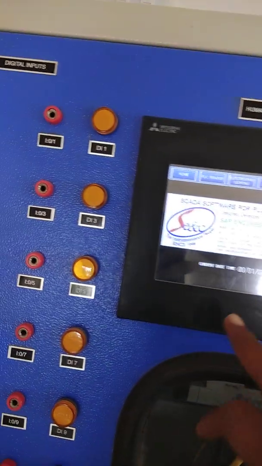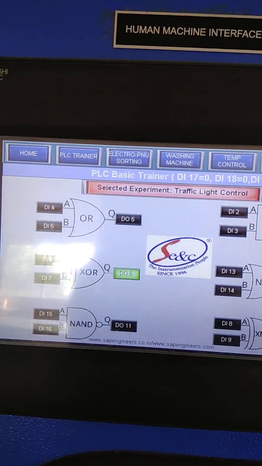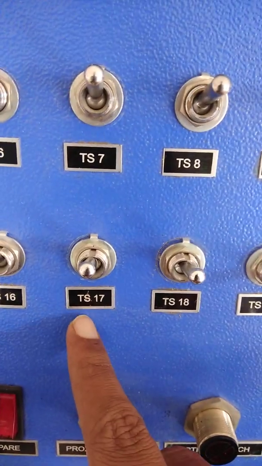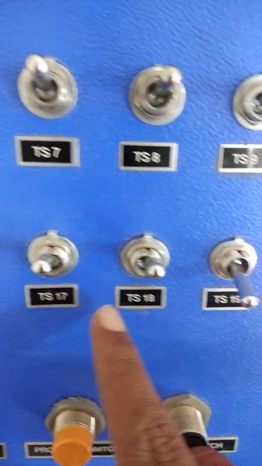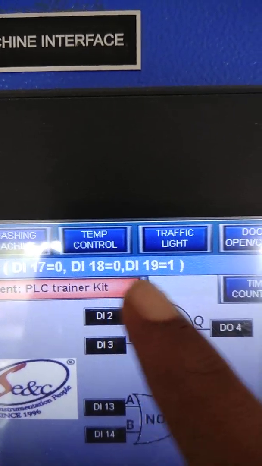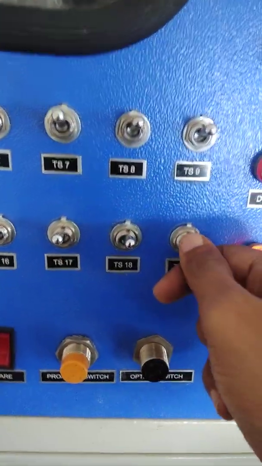And on this trainer kit, as we can observe, for this particular logic gate using PLC, we have to configure this into 0, 0, 1. It means DI is switch number 17, 18 and 19. We have to make this as 17 equal to 0, 18 equal to 0 and 19 equal to 1. So you can observe, if the switch is on the upper side, it indicates 0 value, 0, 0 and 1.